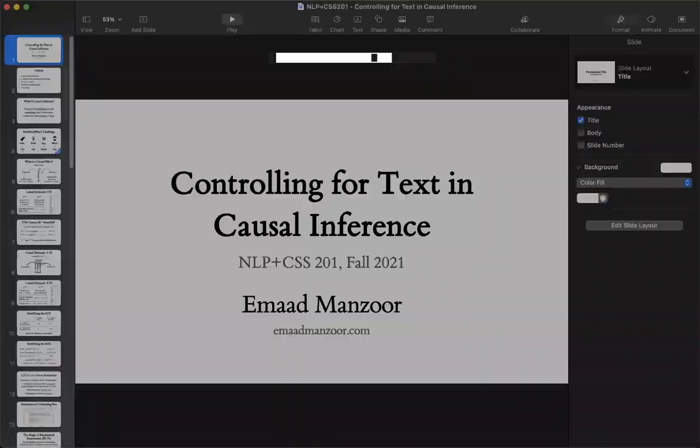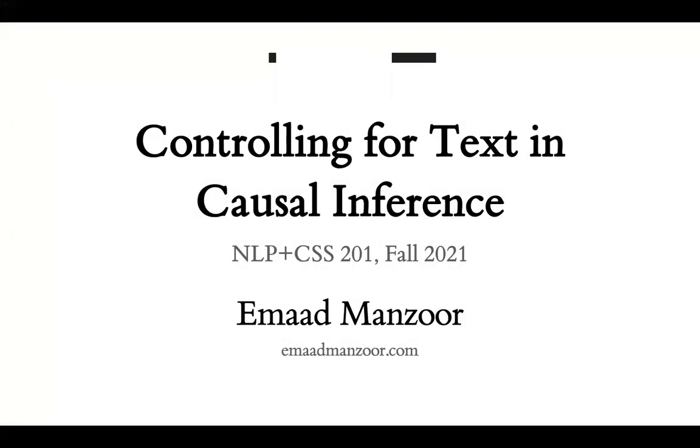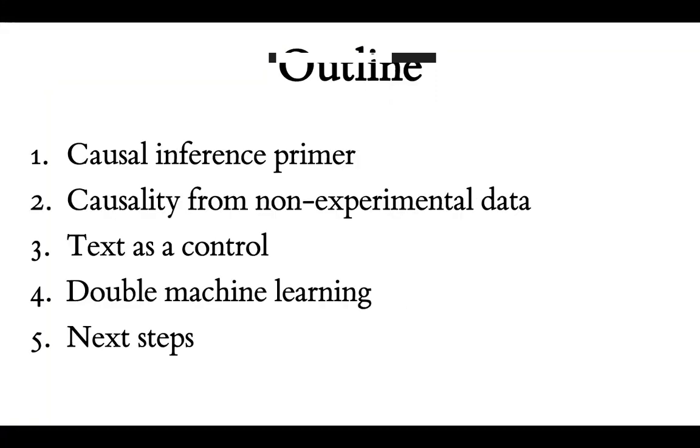Okay, switch. All right. So I'm super excited to be here, and thanks for inviting me to give this tutorial. Today, what we're going to be doing is talking about controlling for text in causal inference. The outline: I'll first give you a primer to causal inference. We'll talk about things like individual treatment effects, average treatment effects, counterfactuals, and that kind of stuff. So just a basic introduction for you to follow this tutorial.